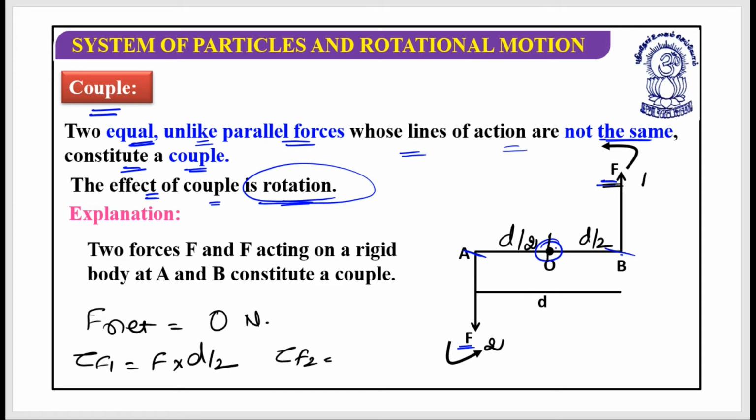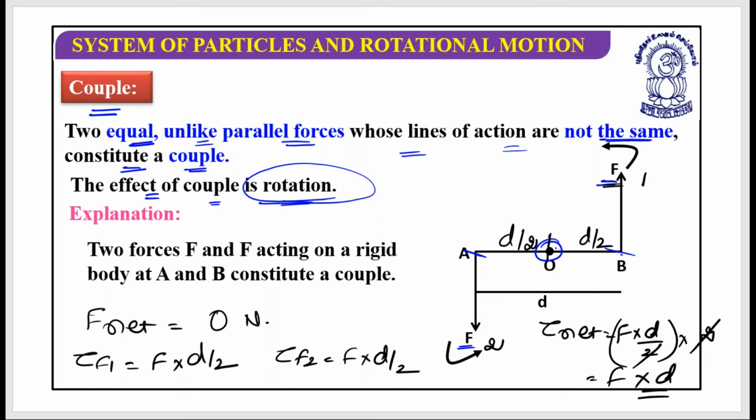When I say torque due to F2, it's F multiplied by d by 2. Due to both the forces, it is going to rotate. The net torque could be written as F into d by 2 multiplied by 2, because these two forces give F into d. I hope this is clear. So even though net force is 0, net torque is non-zero.